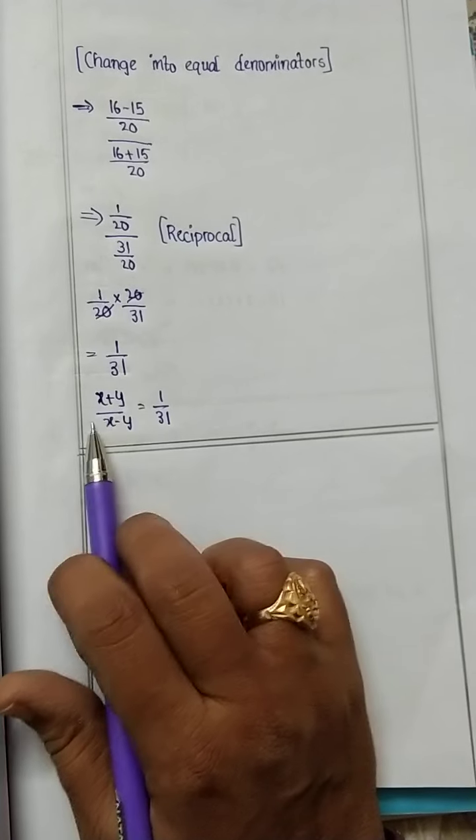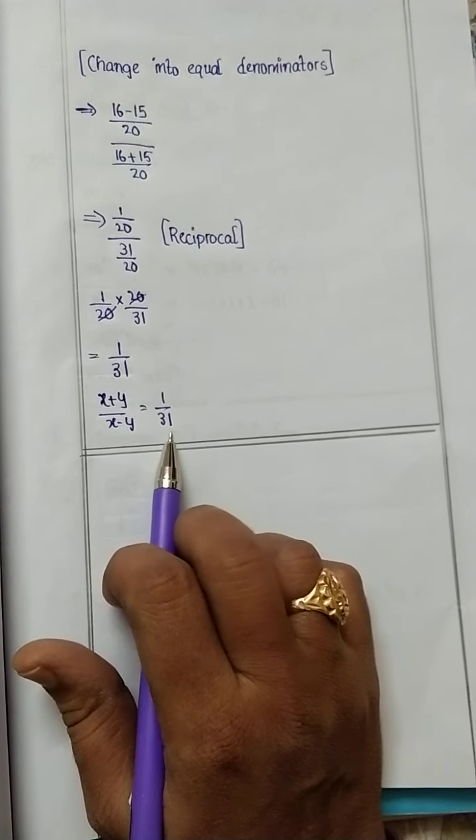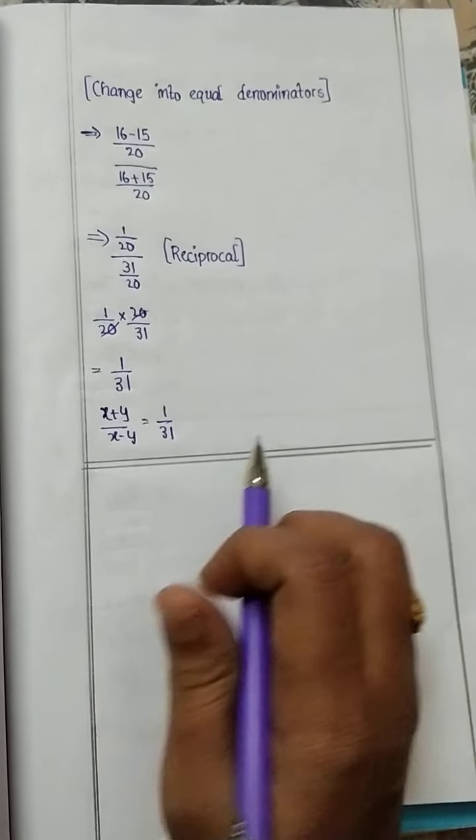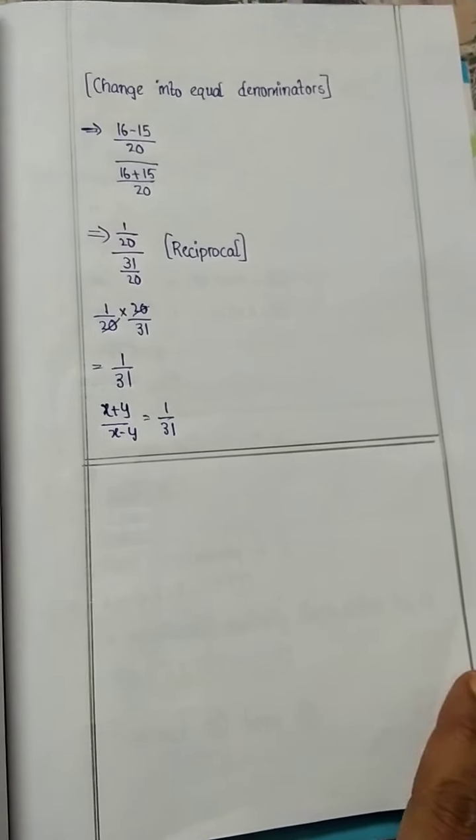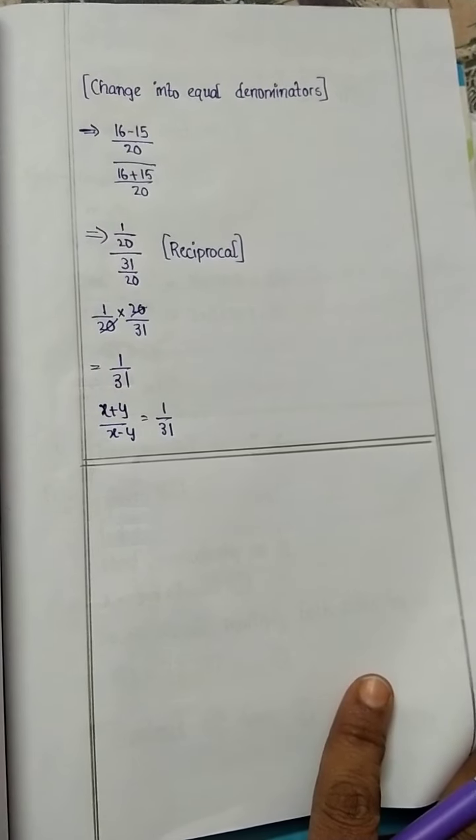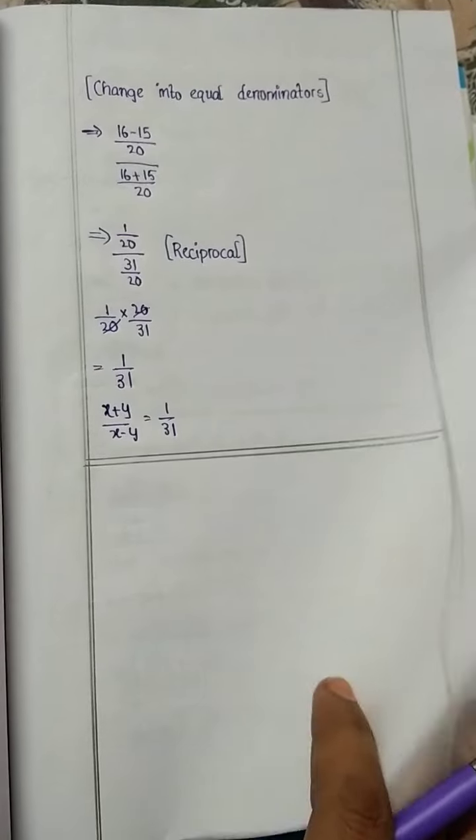Now (x+y)/(x−y) is equal to 1 by 31. This is the final answer. (x+y)/(x−y) is 1 by 31.